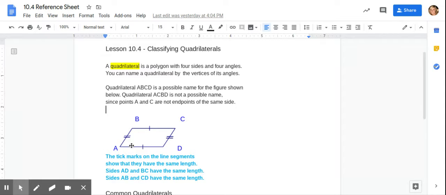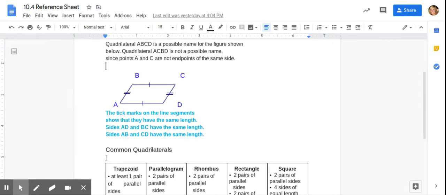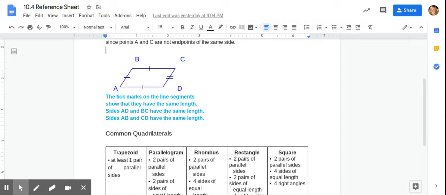Notice the tick marks here. We have two tick marks on this side, two tick marks on this side, one tick mark on this side, and one tick mark on this side. The tick marks are the line segments that show that they are the same length. So sides A and D are the same size as B and C. And then this line segment here, or side AB, is the same length as DC or CD, if you wanted to say it. Okay. So those tick marks help you to see which ones are the same lengths.